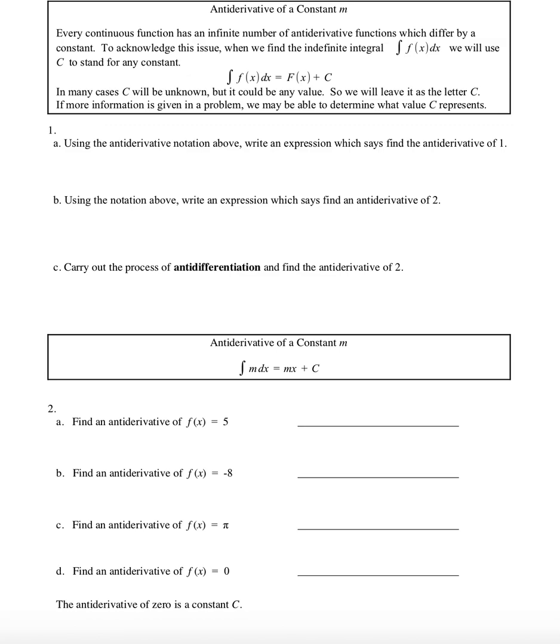For the first one, it asks us to use the antiderivative notation and write an expression which says find the antiderivative of 1. For that, we want to first just write down our function that we're taking the antiderivative of. Then we want to use that antiderivative symbol on the left and then put a dx on the right. That is the notation that is being referred to. The integral sign and the dx are like parentheses that say find the antiderivative of 1.